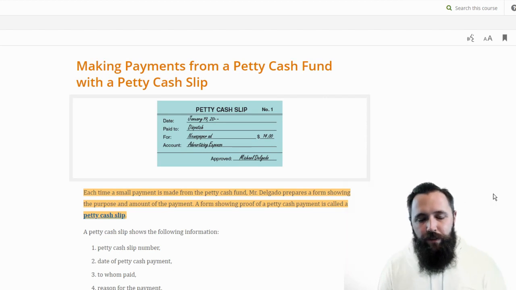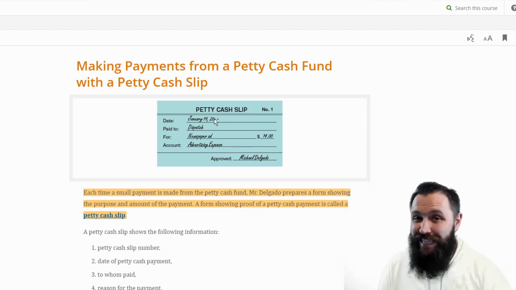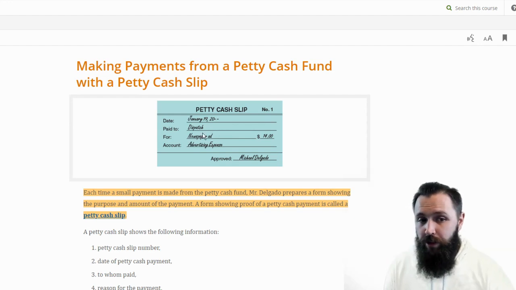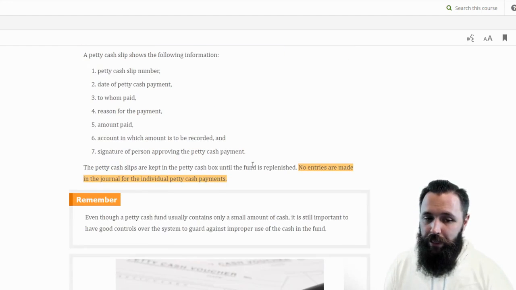So here you can see some of the items that are on there. We have the petty cash slip number, the date when we paid, who it was paid to. So this was to Dispatch. This was for a newspaper ad and it was $14. You can see that they're following the rules, that it's not supposed to be over $20 for Mr. Delgado's business. And the account is going to be an advertising expense. And it was approved by Mr. Delgado.